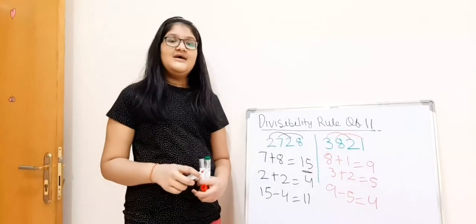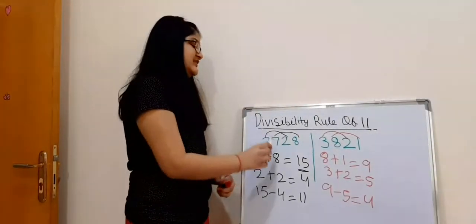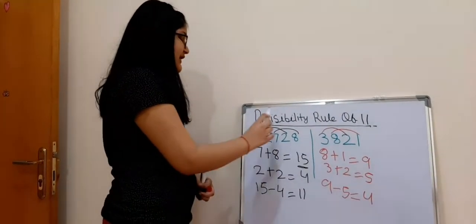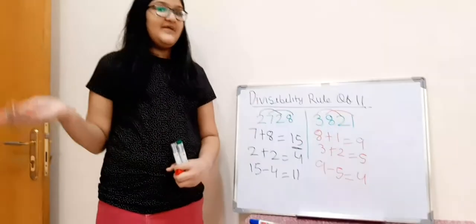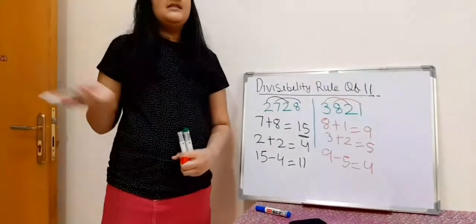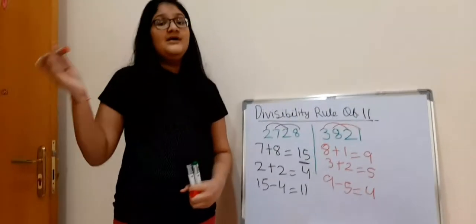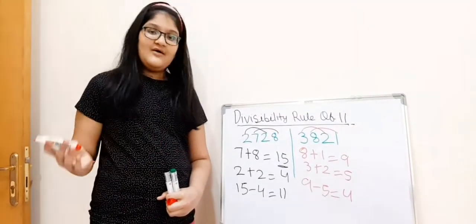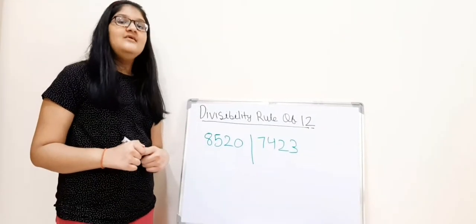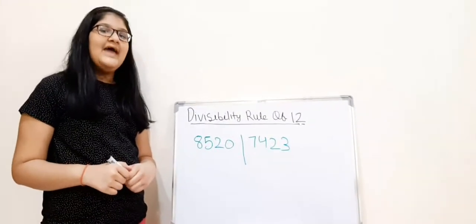So, what is the rule? That we have to first add the alternate numbers and then subtract their sums. If that subtraction result comes in the table of 11, then the number is divisible by 11, and if it does not come, then it is not. Okay. So now let's see the divisibility rule of 12.